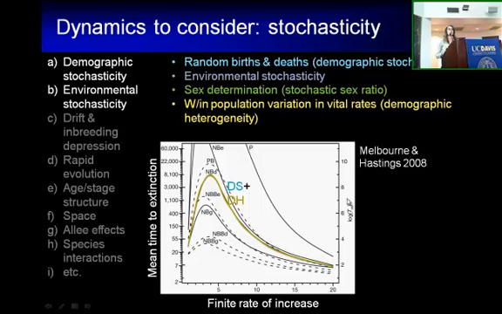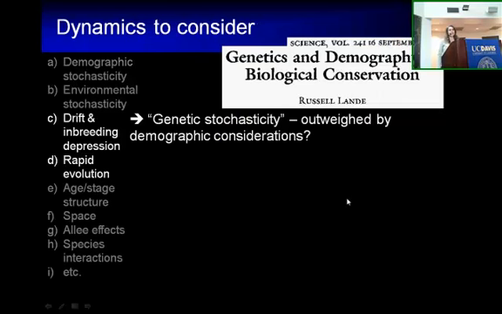So these types of simple models can give us guidelines into which types of stochasticity might be most critical to determine. Another type of stochasticity often discussed, and that we heard about this a bit this morning, is the idea of genetic stochasticity. One of the long-standing debates is whether or not genetic stochasticity and its effect on loss of genetic diversity and potential for inbreeding depression gets outweighed by demographic considerations.